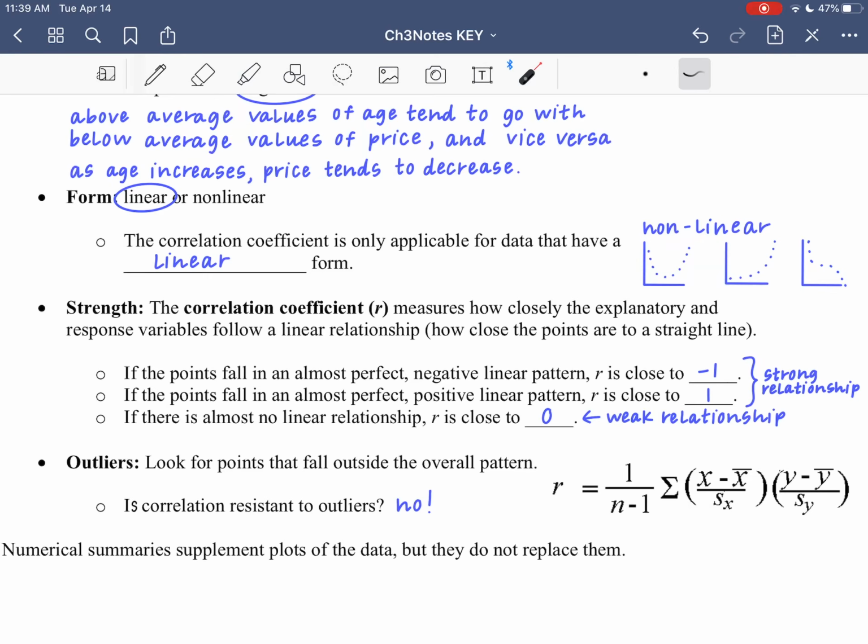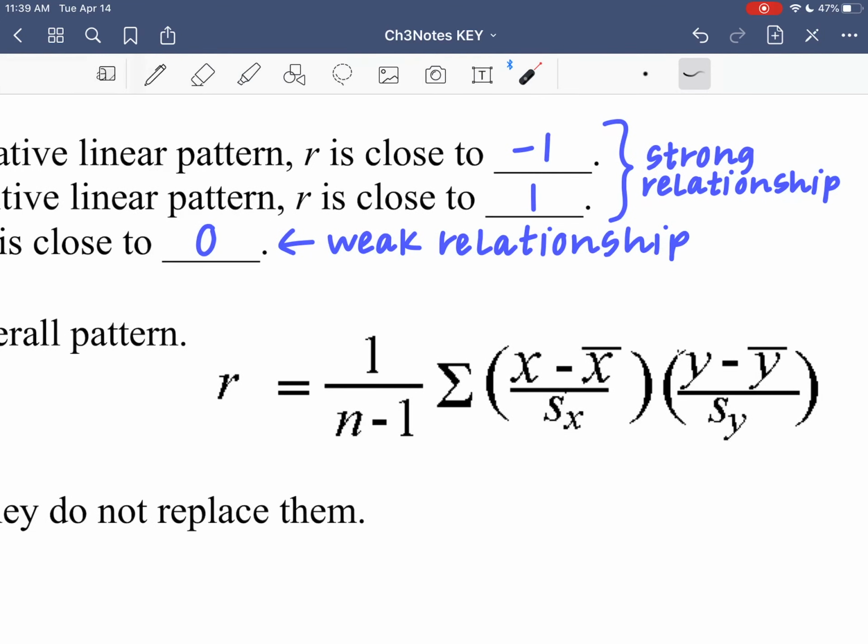Now, the reason it would change, I wanted to show you this formula. Again, you would never have to calculate this on your own, but I want you to think about what this formula actually says. We've got this 1 over n minus 1 part, we have the sum of, and then we've got these two things that we're multiplying together. Think about what this looks like. And think about what this looks like. Something minus the mean divided by the standard deviation. Something minus the mean divided by standard deviation. Where have we seen that before? If you said z-score, you're absolutely correct.